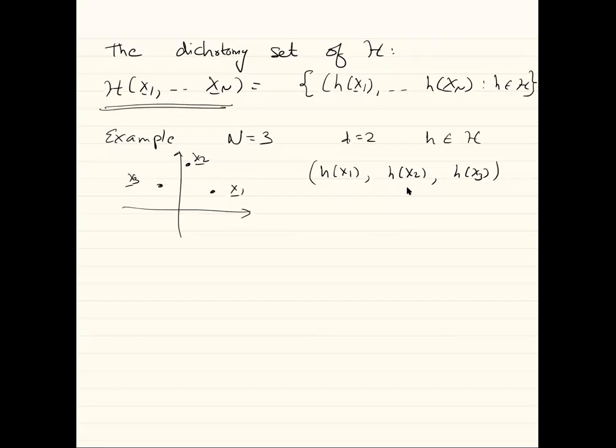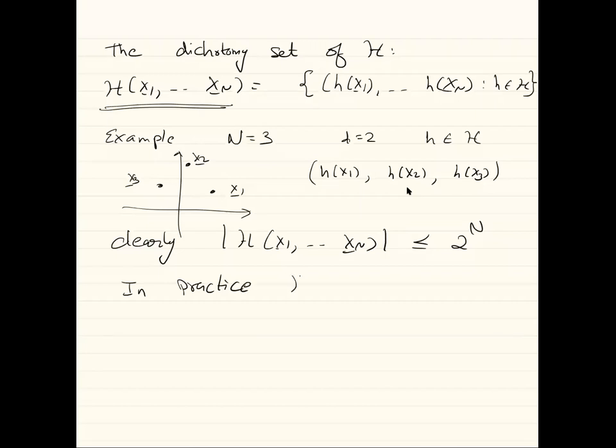Now, clearly, you can easily convince yourself the size of H is less than or equal to 2 to the n, because each element can be +1 or -1, and there are at most 2 to the n such vectors. But the point is that in practice, H of x1 to xn will be much smaller. It won't be of the order of 2 to the n. In fact, it won't increase exponentially in n. It will increase polynomially in n. And this is what will make learning possible and allow us to characterize the effective number of hypotheses.